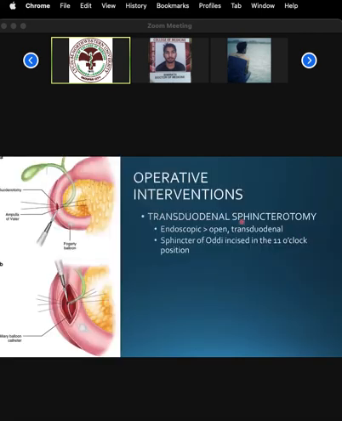So we also have transduodenal sphincterotomy. If you're unable to take out the stone, we may opt to do this: open the duodenum, identify the ampulla of Vater, try to do sphincterotomy, and then take out the stone from inside the duodenum.